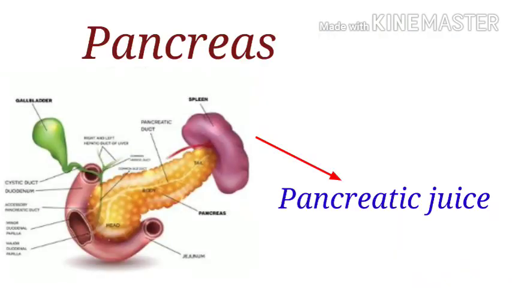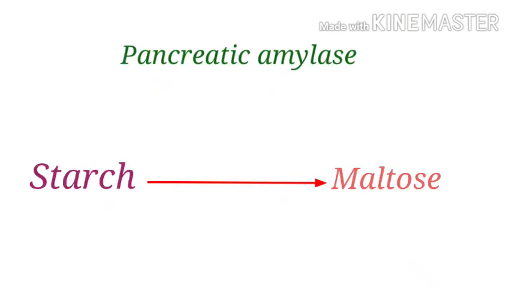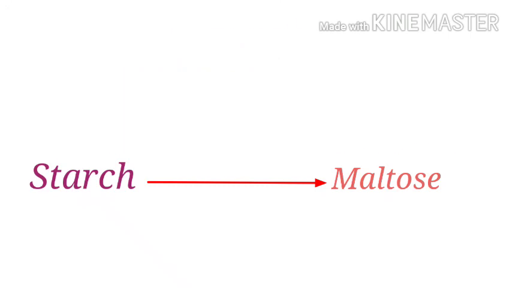Next is pancreatic juice, which is secreted by the pancreas. Bile and the pancreatic juice reach the duodenum through a common duct. Pancreatic juice contains three types of enzymes: pancreatic amylase, trypsin and pancreatic lipase. Pancreatic amylase converts starch in the food to maltose. So the function of pancreatic amylase enzyme is to convert starch to maltose.